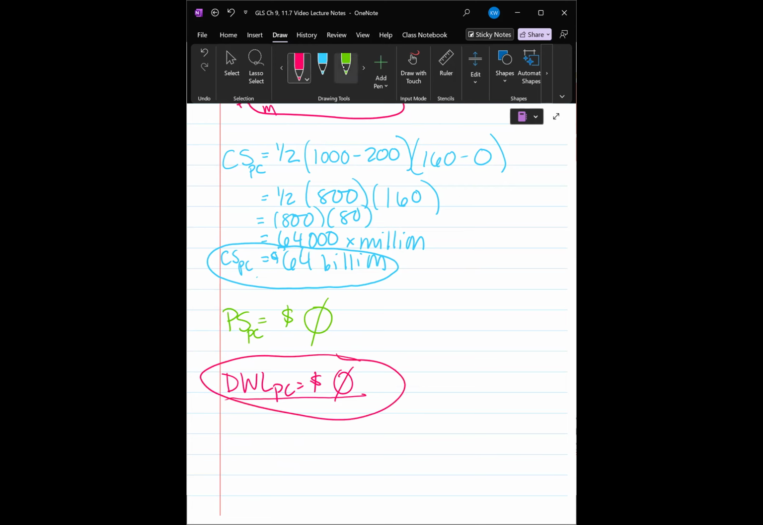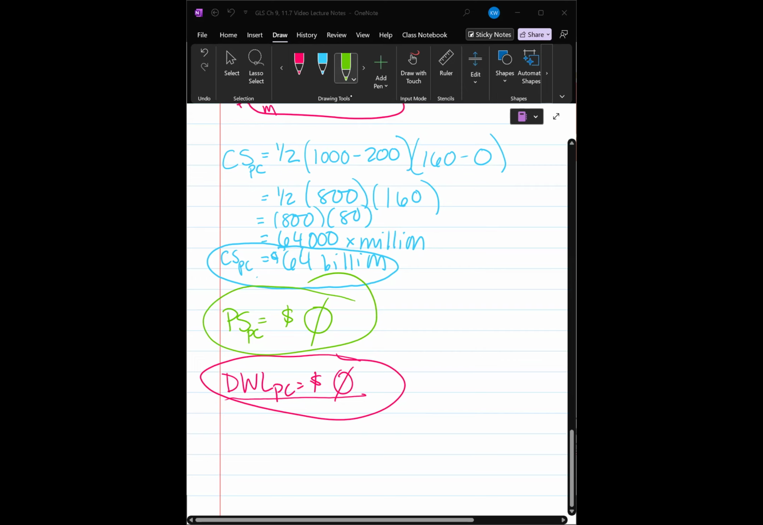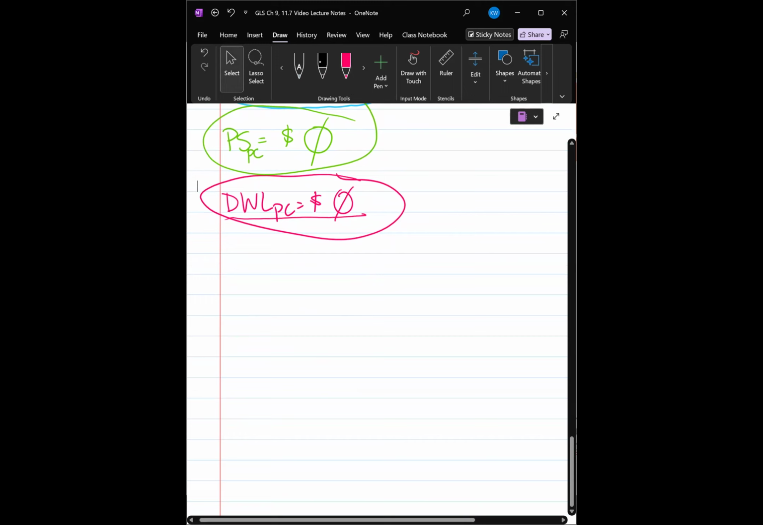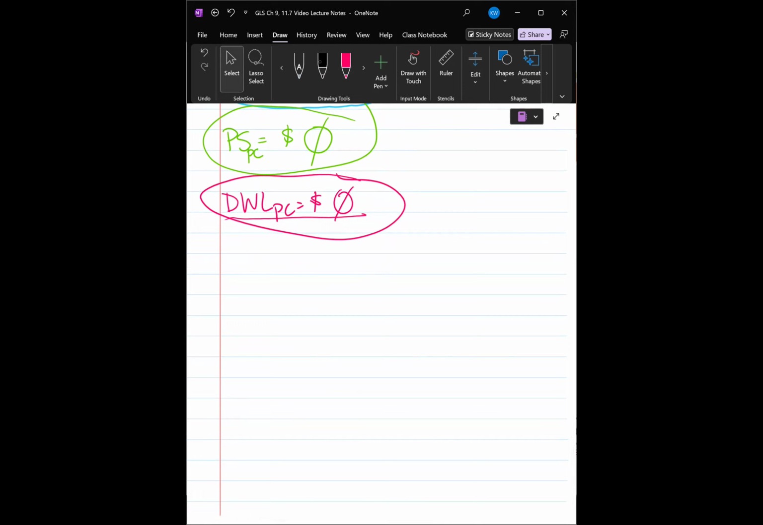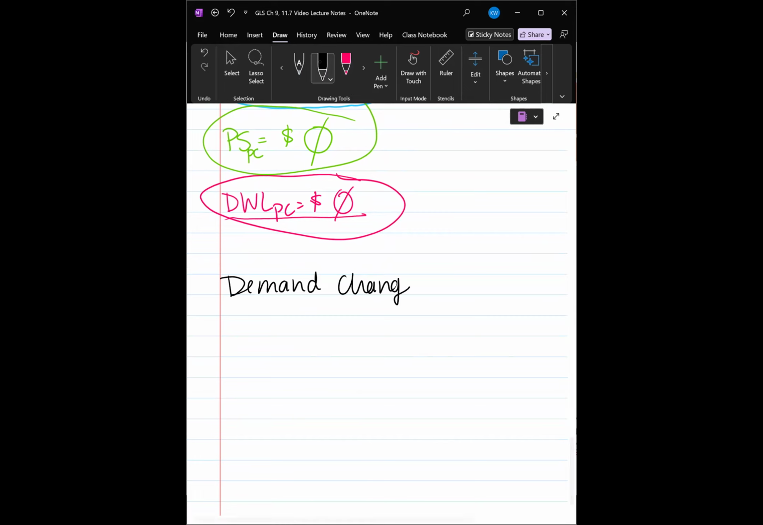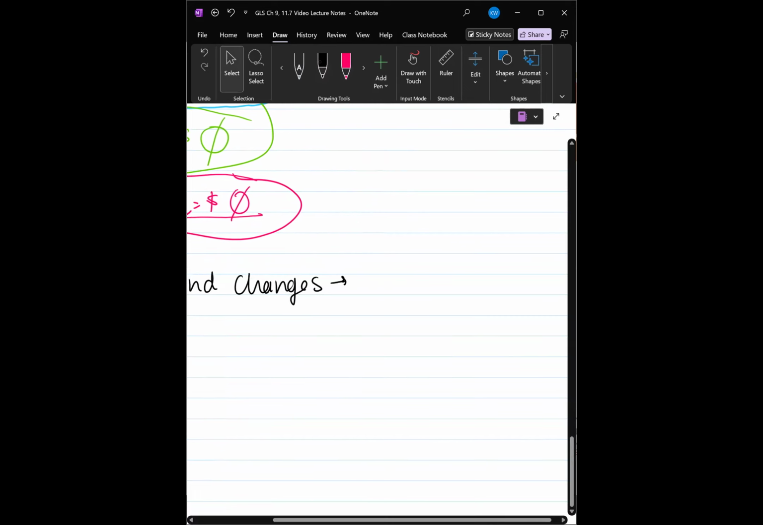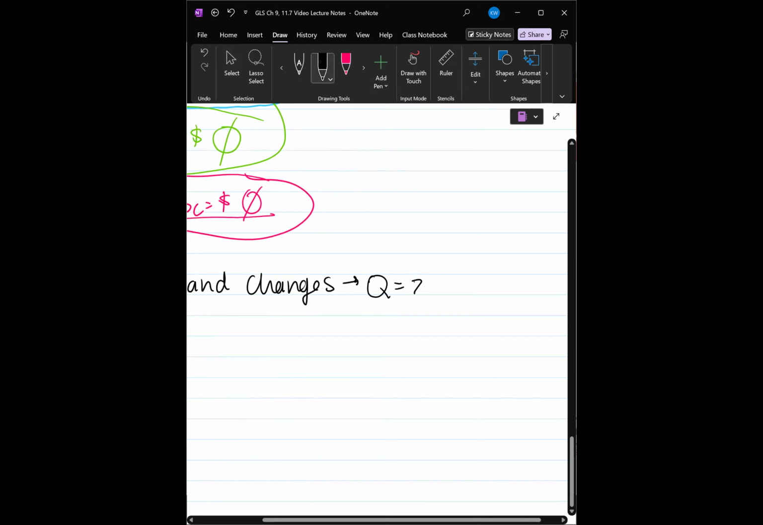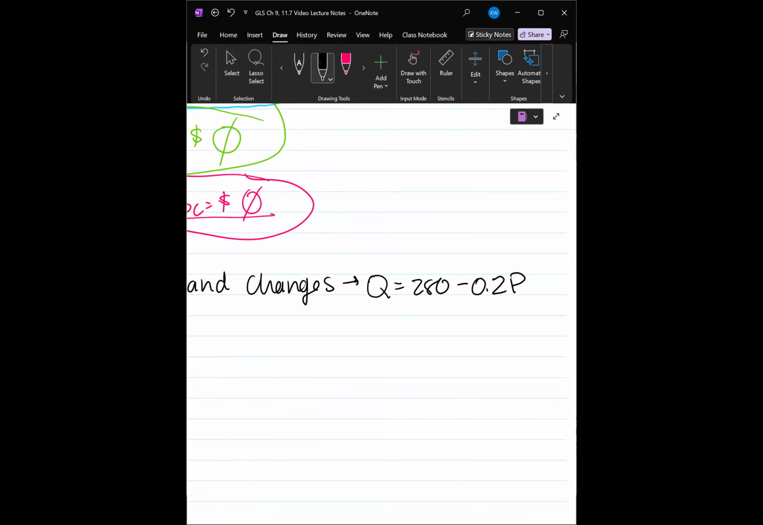All right. So now that we've compared monopoly to perfect competition, let's see what happens if Apple's demand for their iPads changes. So let's say it changes such that quantity demanded is now equal to 280 minus 0.2 times the price. And marginal cost has stayed the same at $200, right?